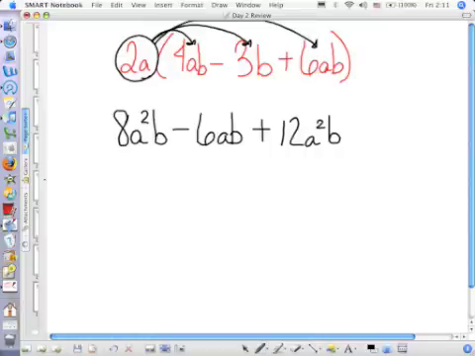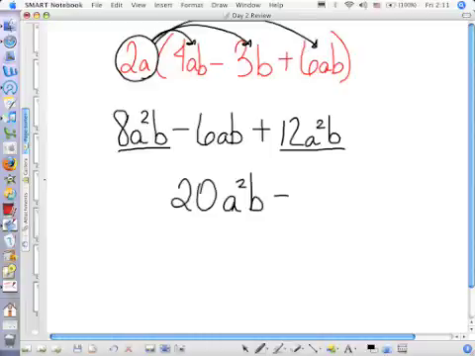Now, are you finished? Why not? Find the greatest common factor. No, we're not factoring. The first and last terms are alike. I can add them together. They both have a squared b. Negative 6ab plus 20a squared b. That's the same thing as this, just written another way. That's fine. So you have 20a squared b minus 6ab. All right, so that was a combination of distribution and adding like terms.